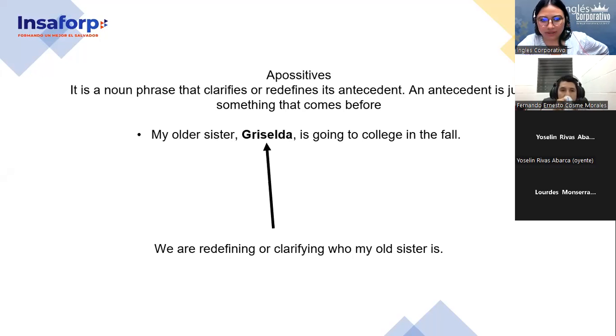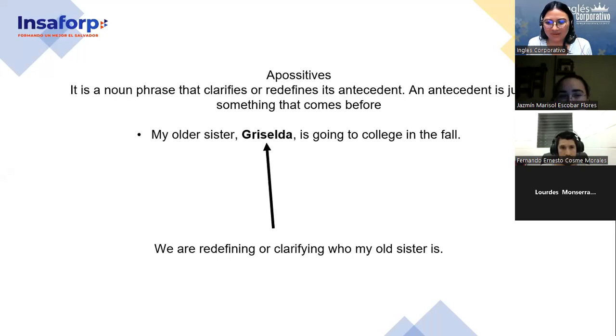And what is an appositive? Lourdes, what is an appositive? What is the definition? Okay, Lourdes is not there. Jocelyn, what is an appositive? There we go. There you have the definition. You just need to read the definition. It's a noun. Remember, we have been having this type of exercise. That clarifies or redefines. Exactly. Antecedent is just something that comes before. Exactly. We were having this practice yesterday, right?